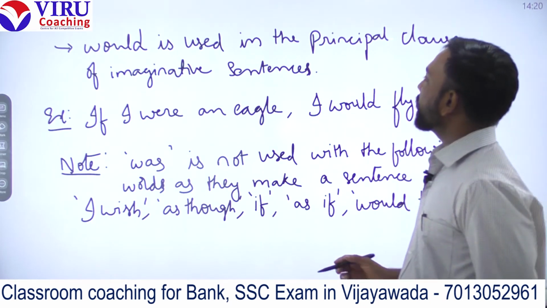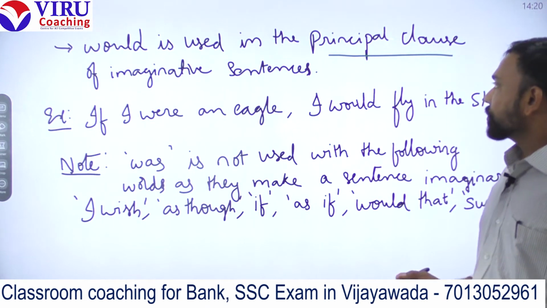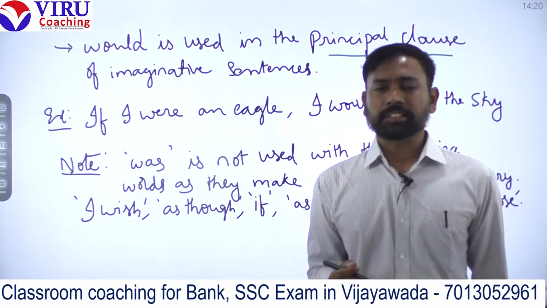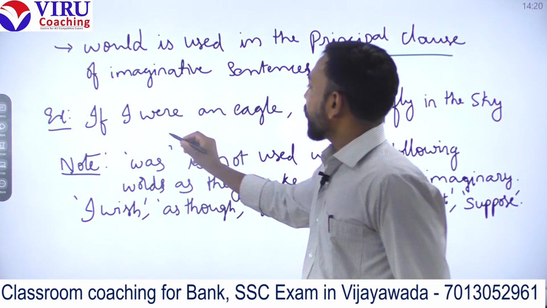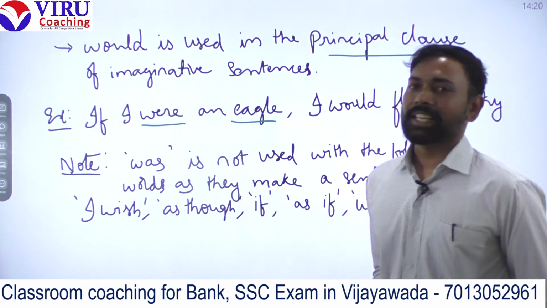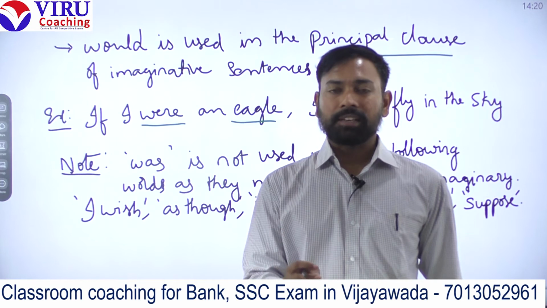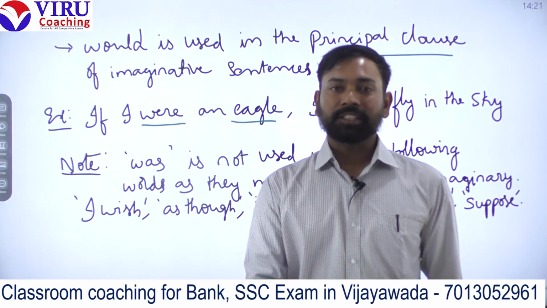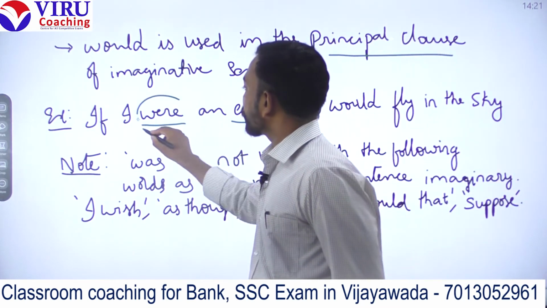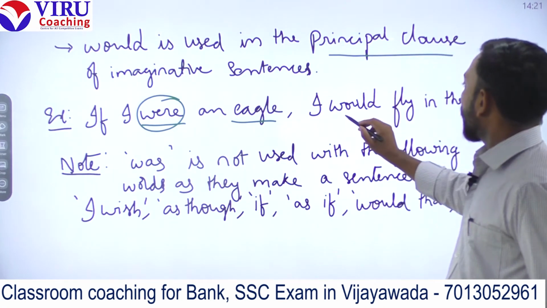Next point, would is used in the principal clause of imaginative sentences. We discussed imaginative sentences earlier. See this example. If I were an eagle, because you can never be an eagle. A human is a human, eagle is an eagle. So when you are imagining yourself to be an eagle, that is an imaginative condition, right? So when you are imagining yourself as an eagle, were is used, was will never be used. If I were an eagle, I would fly.